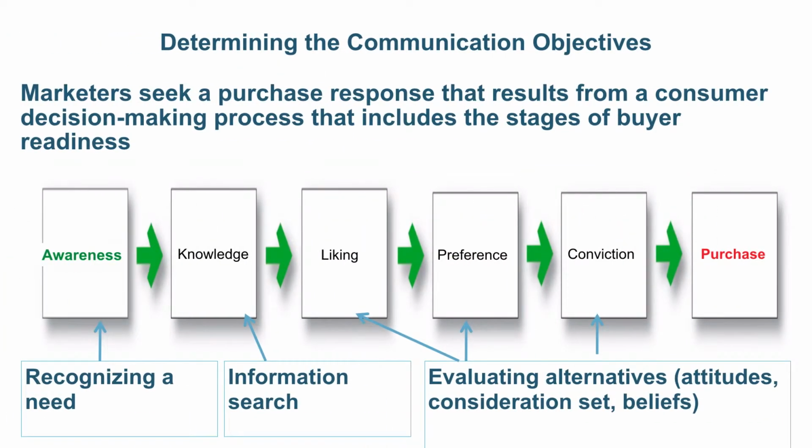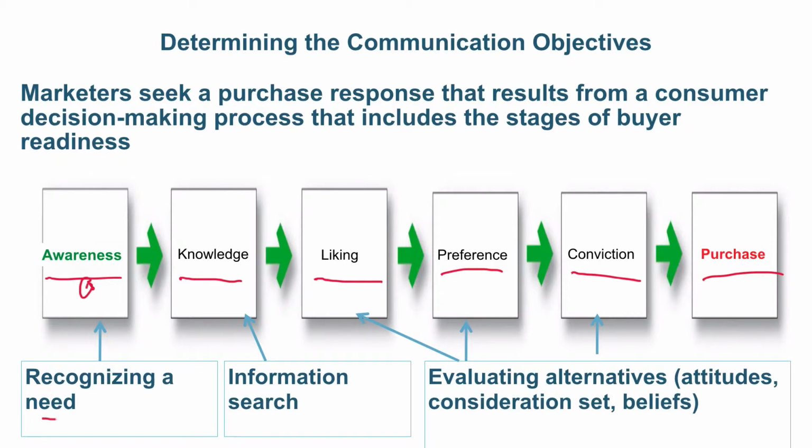Marketers want to make sure that the purchase response that results from a consumer decision-making also includes the stages of the buyer readiness. So if you recall the 5 stages of the decision-making process, we can actually fit it with the objectives of the communication process. So the objectives are awareness, increased knowledge, liking the product, preferring it over competition, being sure that this is the right choice, and actually making a purchase.